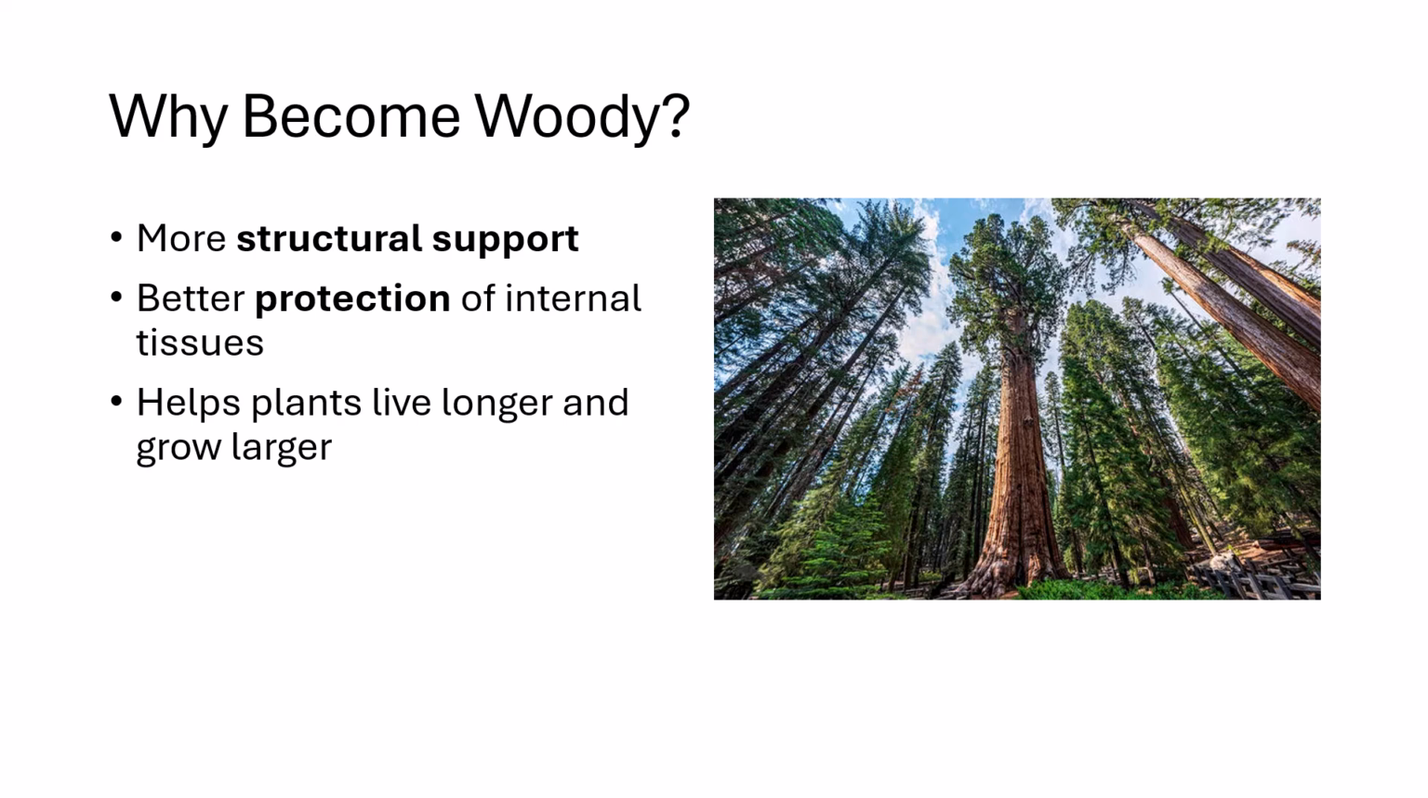Becoming woody gives plants some big advantages. Wood provides strong structural support, letting plants grow taller and live longer. The cork and bark protect the inner tissues from water loss, injury, and pathogens, so secondary growth is a huge evolutionary advantage for trees and shrubs.